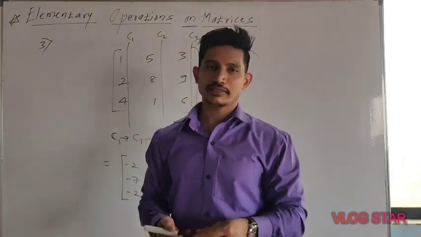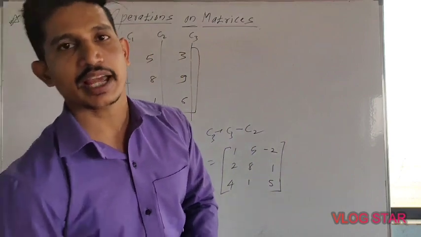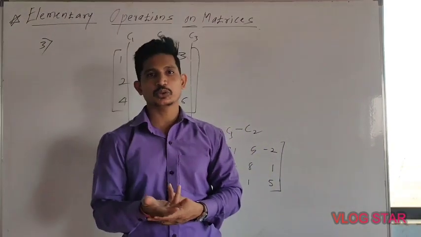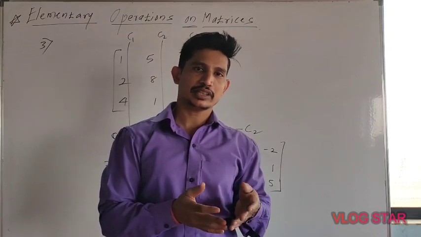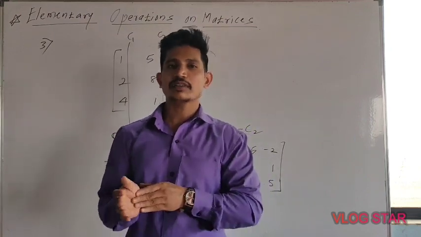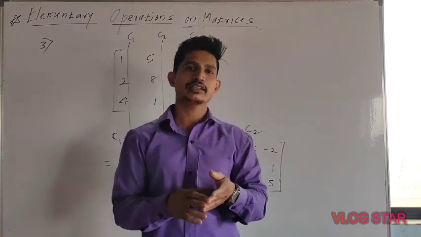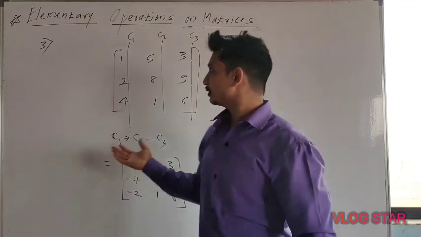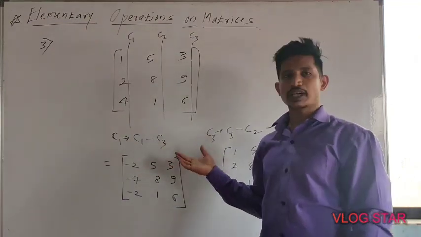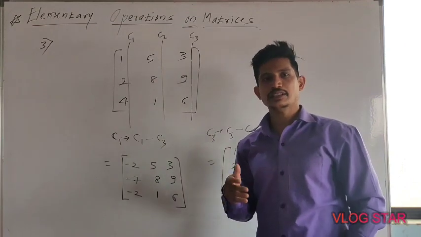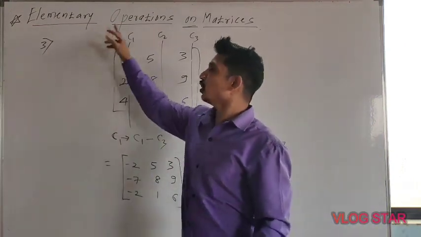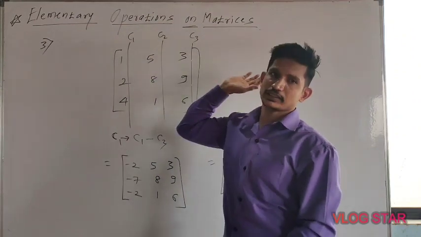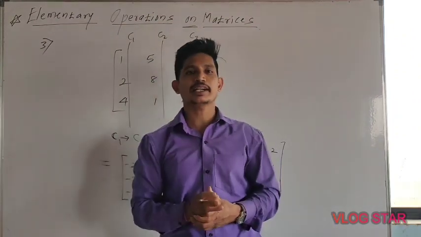Okay. Finally I can say here we can add any two rows or any two columns. Or we can subtract also the rows and the columns. Okay. So this is the method of how to subtract and how to add the rows and columns. So this is about elementary operations on a matrix. Clear here? So I covered the three operations.